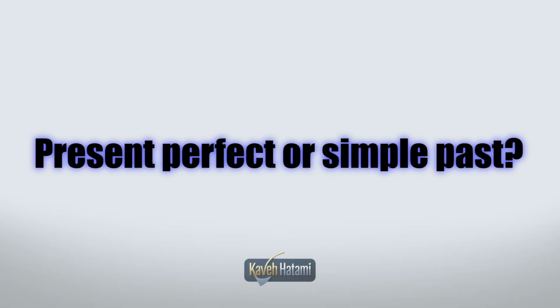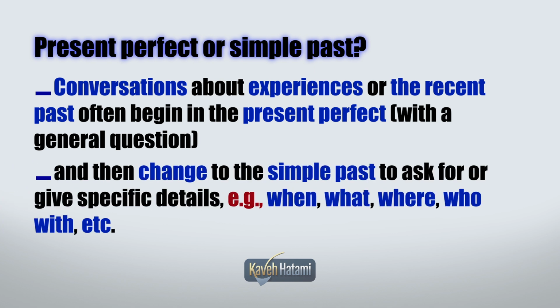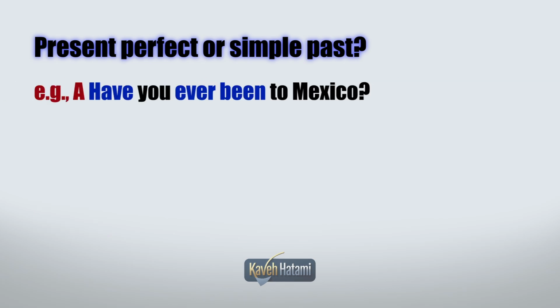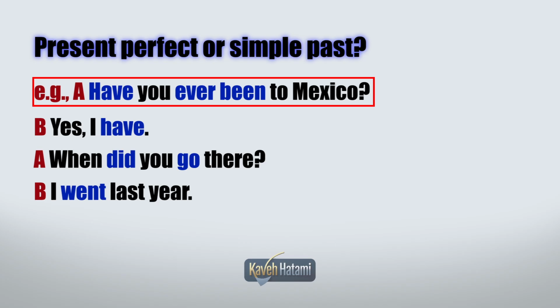Present perfect or simple past. Conversations about experiences or the recent past often begin in the present perfect with a general question and then change to the simple past to ask for or give specific details. For example, have you ever been to Mexico? Yes, I have. When did you go there? I went last year.